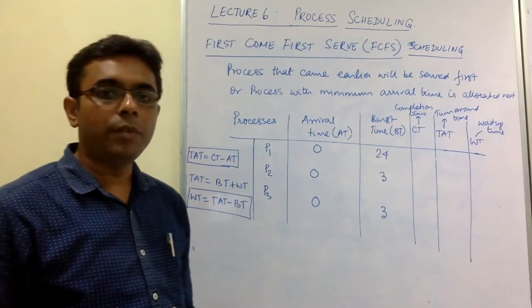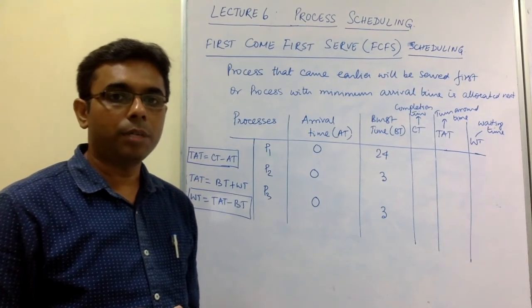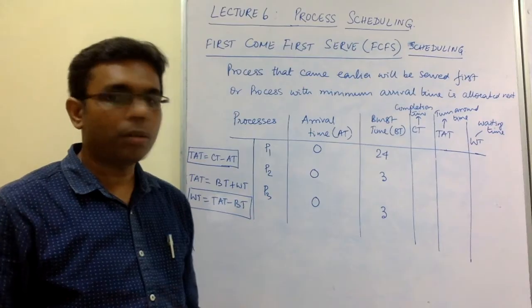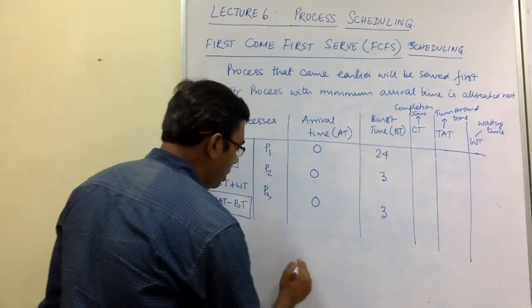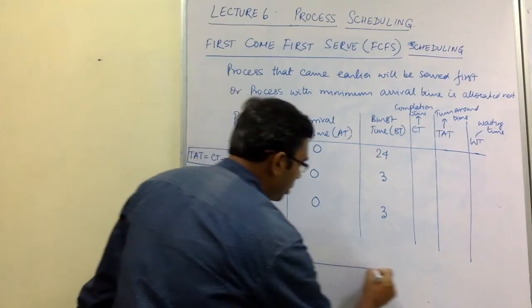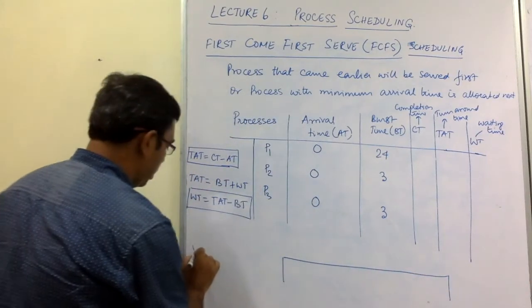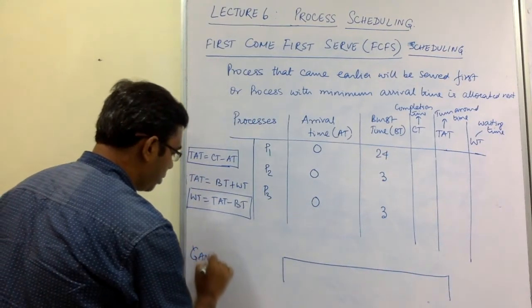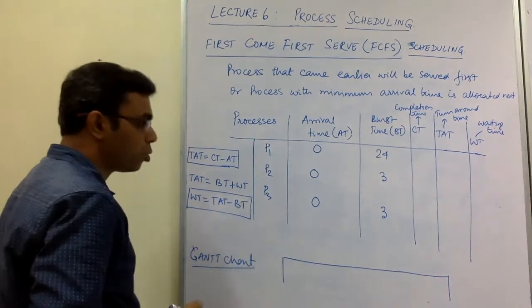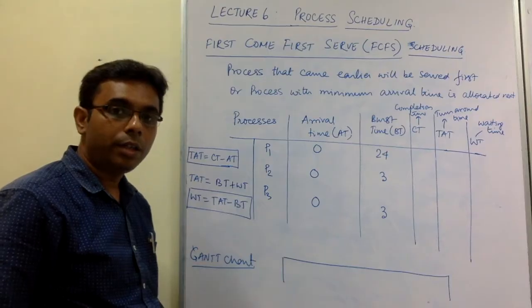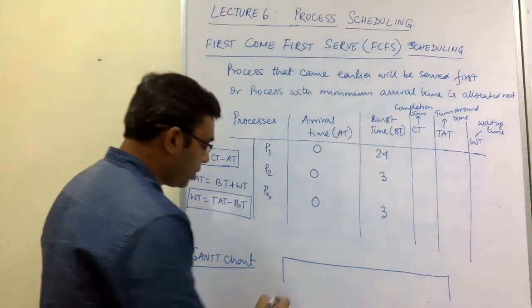In order to do that, we will be using a timing diagram to represent it. The timing diagram that we will be using is called a Gantt chart. So we will be using this chart to explain the scheduling policy.